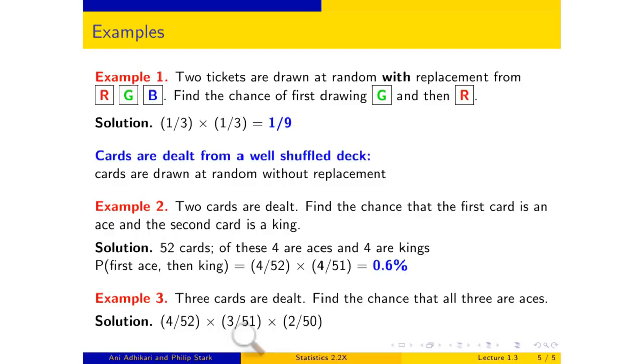And when you do the whole multiplication, that is a small number. 0.02 of 1%, actually it's 0.018 of 1%. It's a tiny, tiny number. If you're dealing 3 cards, please don't count on getting 3 aces.